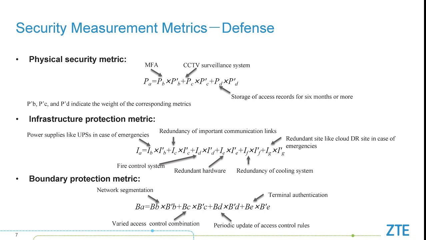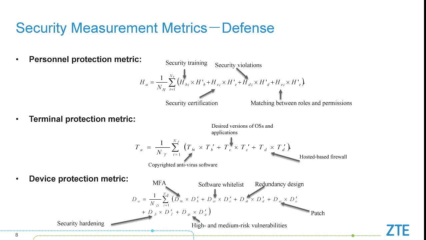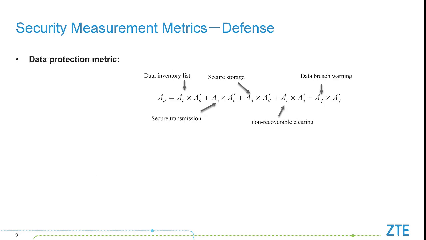And we have other indicators like infrastructure protection metrics and boundary protection metrics. Also, we have personnel protection metrics to see whether the operation and management personnel are fully trained and have the ability to do the maintenance of the system. Also, we have terminal protection metrics, device protection metrics, and data protection metrics.